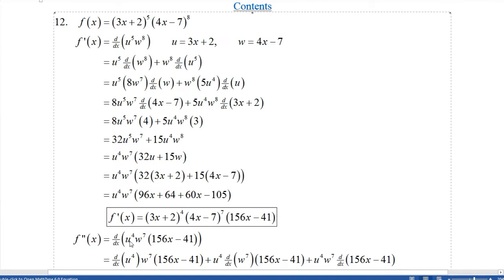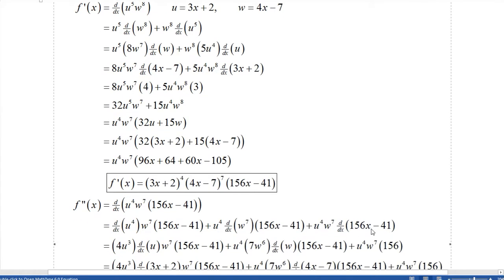So this is the derivative of u to the 4th, then we still have times the w to the 7th and times 156x minus 41. Plus, we have the first and the third factors, that's u to the 4th and 156x minus 41, and then we take the derivative of the middle one, w to the 7th, and multiply those together. And the last one, we multiply the first two, and then we just take the derivative of the last part. All three of those things are added together. So that's the generalized version of the product rule.